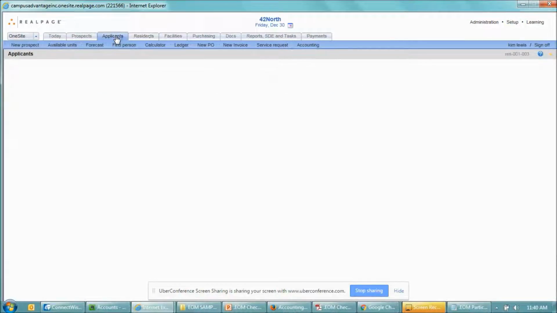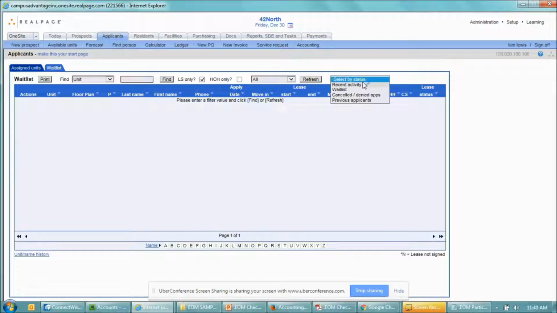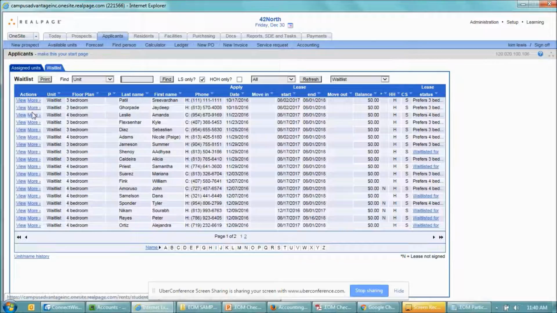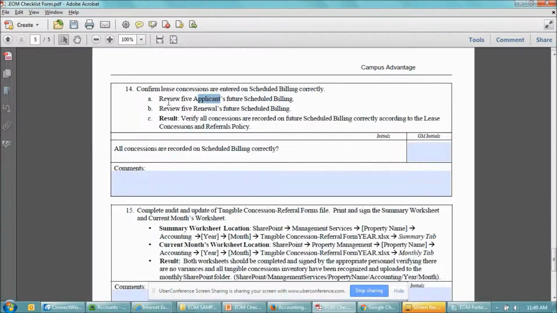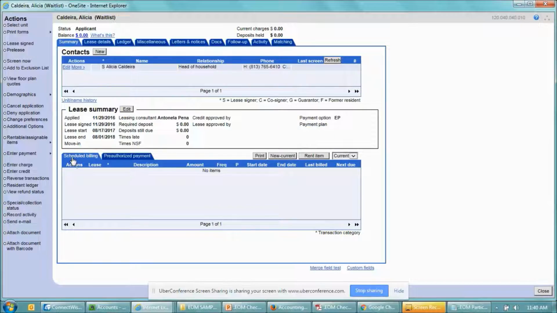So top 5, we'll see who. All right, so I'm gonna grab a name I can pronounce, Alicia, and view her account. We're gonna review her scheduled billing. And scheduled billing is found on the first page. For anyone who is an applicant or has not moved in yet, their scheduled billing is going to be hidden in this drop down on the right hand side under future.